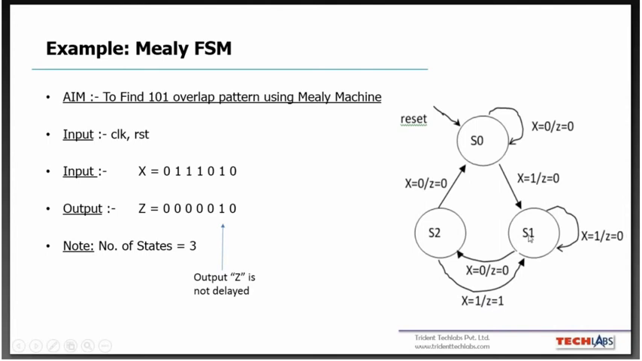But whereas in Moore machine, the disadvantage was it had 4 states and it had to wait until the next clock edge for the value to be changed. But whereas in Mealy FSM, immediately after it finds x is equal to 1, it displays the output, immediately goes back to the state to find another overlap pattern. So in this way, the output of Z you will get without any delay.